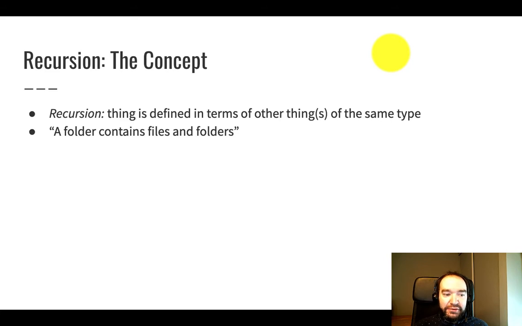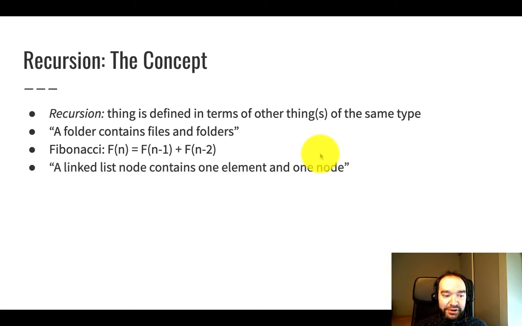We could say that a file folder on a computer contains files and folders. The recursive part is that a folder is a thing that might contain folders. So that's recursion happening. Certain mathematical equations have recursion. For example, the Fibonacci sequence says Fibonacci number n is Fibonacci number n minus 1 plus Fibonacci number n minus 2. So a Fibonacci number is two other Fibonacci numbers added together. That's recursive. Where this comes into data structures is that we could say that a linked list node contains one element and one node. Every node has an element, but it also has a pointer to a node. So every node is defined in terms of another node.